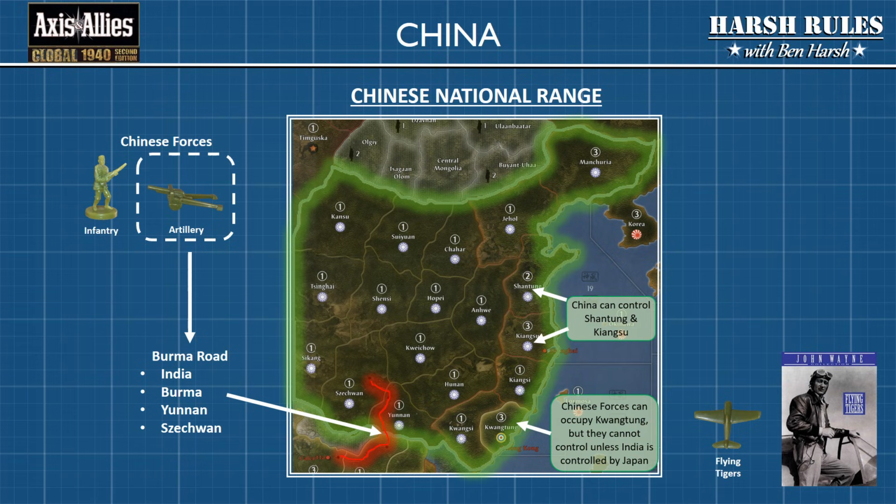There are 2 exceptions to Chinese armament. If the Burma Road is open, in other words, the Allies have control of the territories of India, Burma, Yunnan, and Sichuan, then China can purchase artillery units. The second exception is that at the beginning of the game, China has 1 fighter. This represents the American volunteer group, the Flying Tigers. This fighter cannot leave China, and if it is eliminated, it cannot be replaced. Keep these rules in mind when managing China in the game.